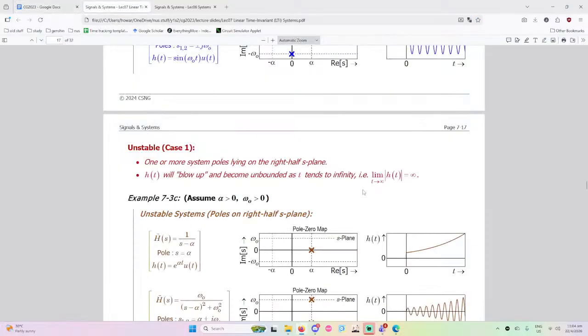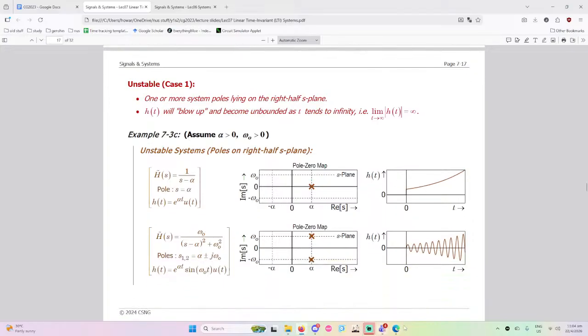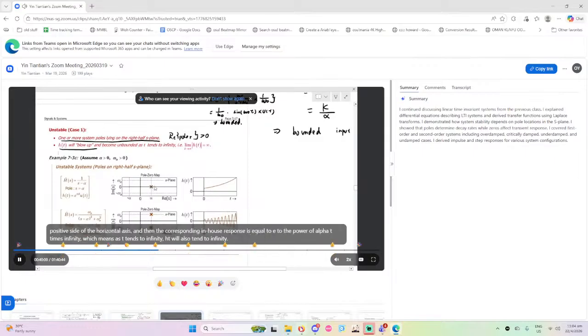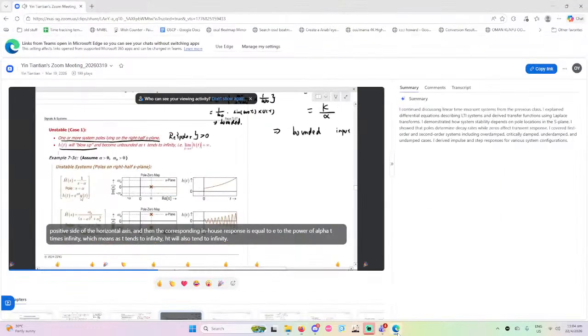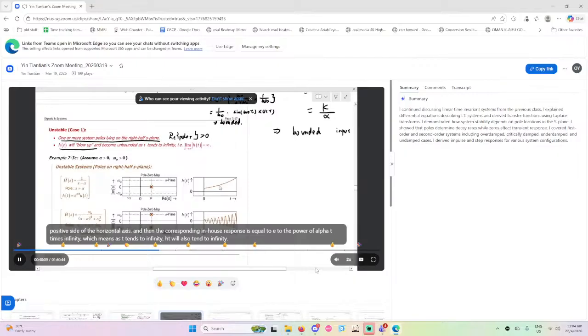So we assume that alpha is larger than 0, omega naught is larger than 0. In the first case, H(s) is equal to 1 over s minus alpha, which means the pole is equal to alpha. It is located on the positive side of the horizontal axis. And then the corresponding impulse response is equal to e to the power of alpha t times u(t), which means as t tends to infinity, h(t) will also tend to infinity.